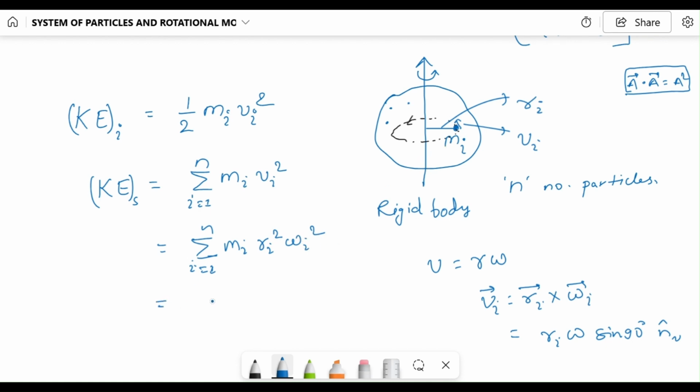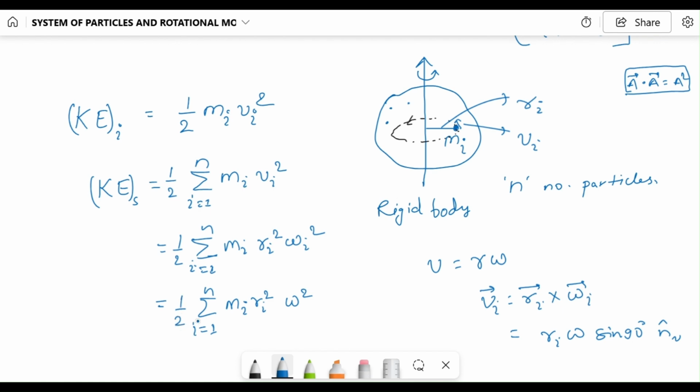Otherwise, this body won't be rigid anymore if the particles are lagging or leading one another. So the kinetic energy is the sum over i equals 1 to n of m_i r_i square omega square. I'm missing a 1 by 2 here. So this is 1 by 2, 1 by 2.